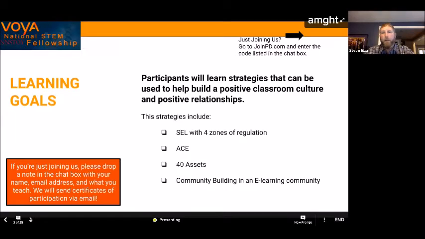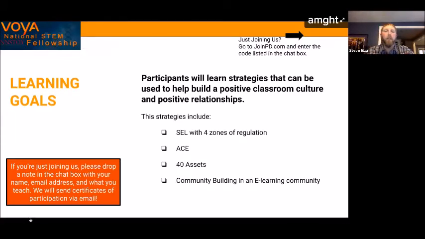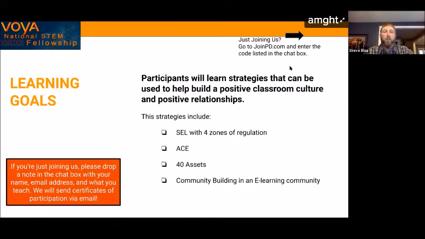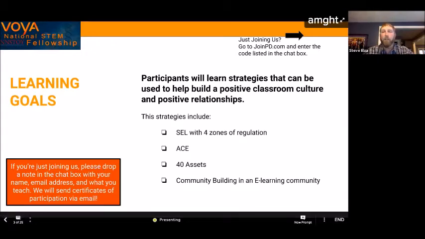All right, so what are we gonna do tonight? Tonight, we're looking for you to leave here with some strategies. So we're gonna focus on social emotional learning and the four zones of regulation, which I'm new to, but it has been very helpful even at the high school level. We're going to talk about ACEs, which some of you may or may not be doing in your schools and districts already. 40 assets, which is a complementary piece. We're going to talk about the differences and what it is. Some of your districts may be doing that. And then we're going to hopefully get to some community building and e-learning activities, as all of us are in this very new space of e-learning, and how do we get through this and how do we get our kids through this.